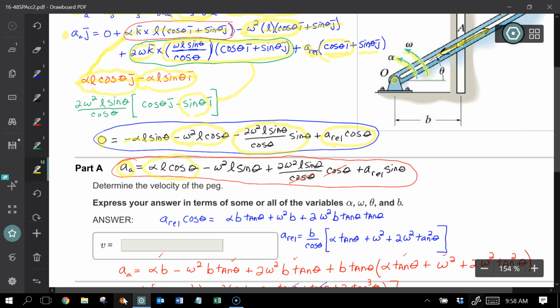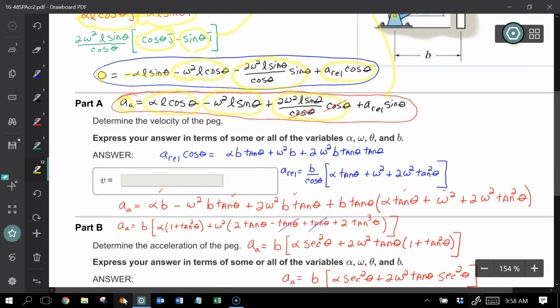In the other term, I've got an omega squared R piece. And then in the green cross product, I have a J piece. And in the A-rel term, I have a J piece. Okay, so those are my two equations.